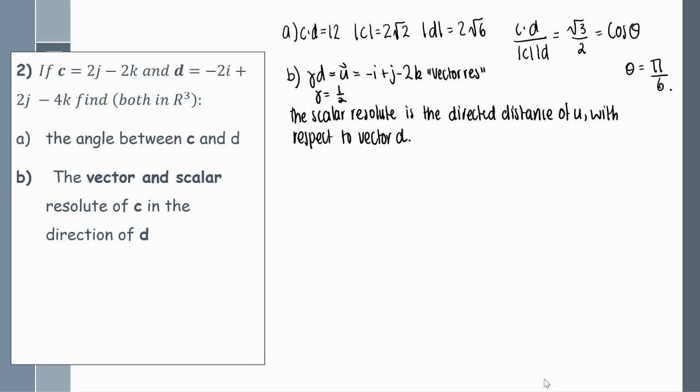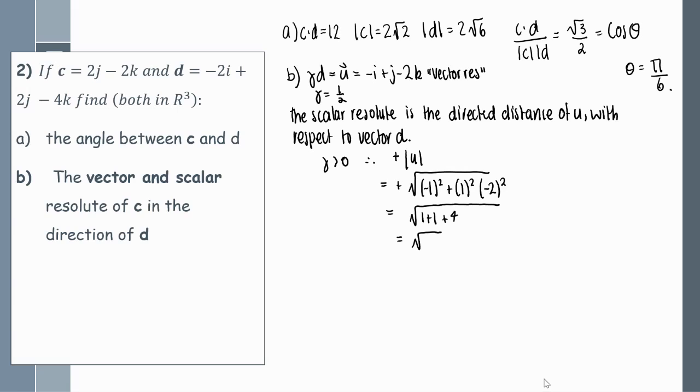Therefore, we know the scalar resolute is equal to positive times the length of our vector U. The length of vector U is just minus 1 squared plus 1 squared plus negative 2 all squared from its components. We simplify again and we'll get root 6. Which makes sense because this is indeed half the length of vector D, which had a length of 2 root 6.